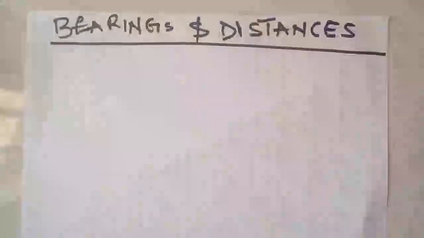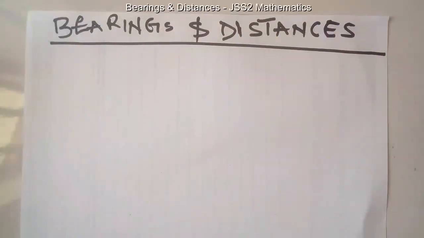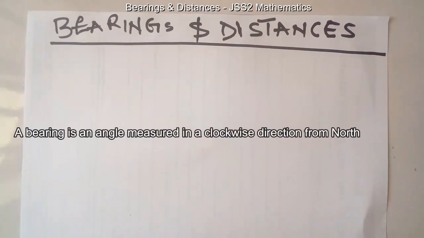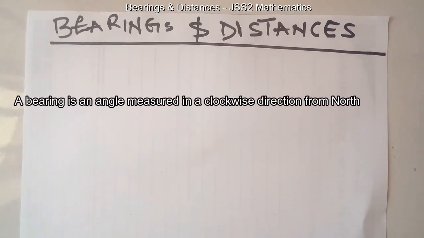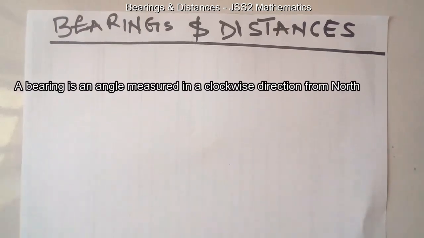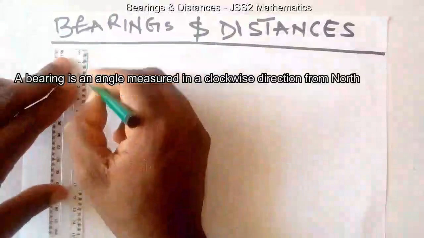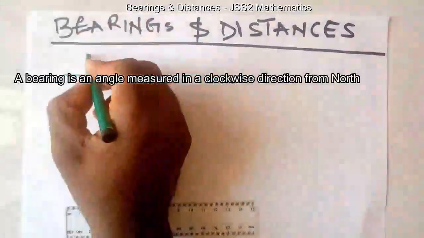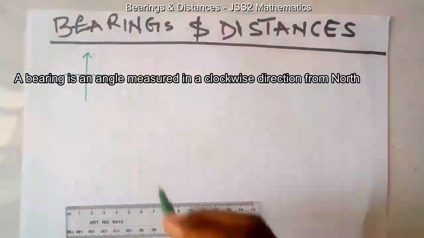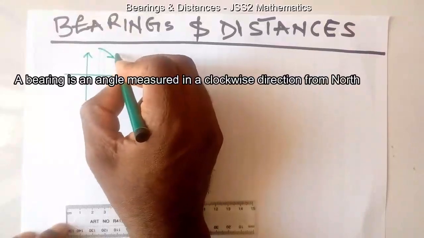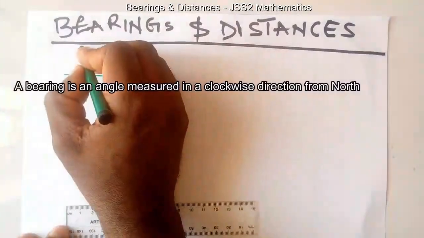Okay, in our previous class, I explained a bearing. A bearing is an angle measured in a clockwise direction, starting from the north. Did you hear that? The way our clock moves is clockwise, in this direction, and not the other way.